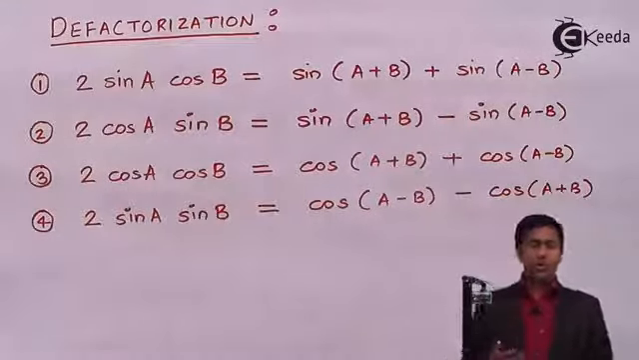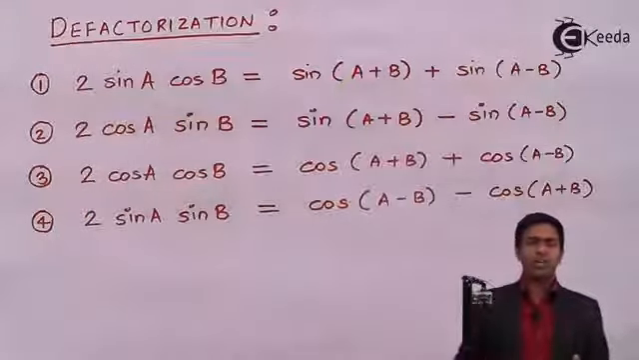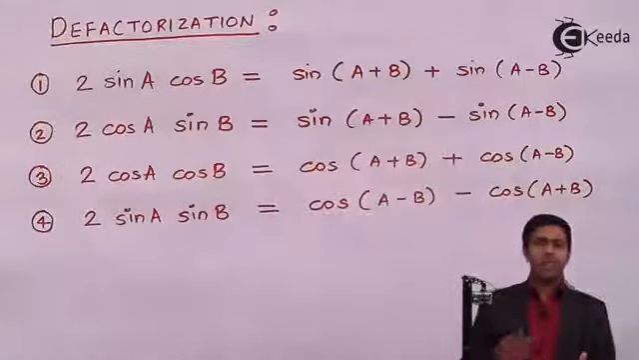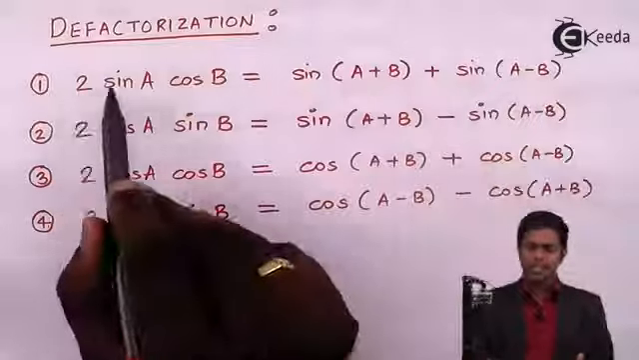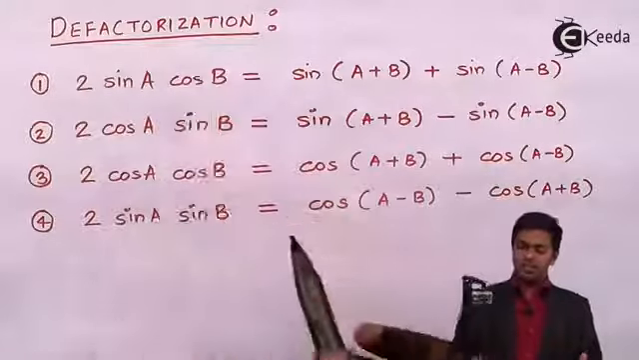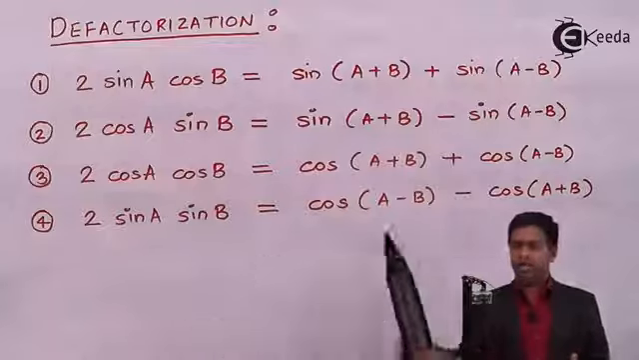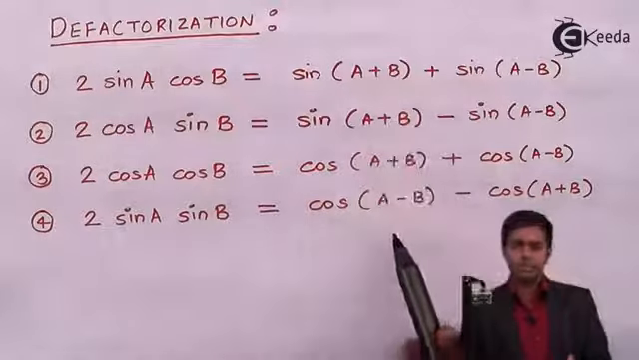In short, to get the defactorization formulae, we take help of allied and compound angles. By substituting those formulas here, we can easily get the required left hand side. By using this method, you can derive the remaining 3 formulas.